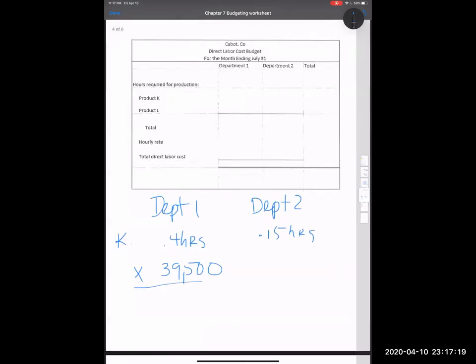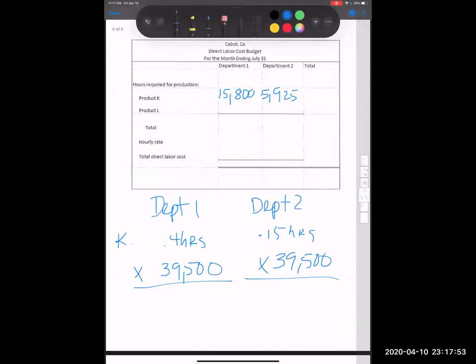All right. So once we do this calculation, this will tell us how many hours are going to be required in department number 1 for all of the units that we plan to produce. And so once we do this calculation, it comes out to 15,800. Now we're going to do the same thing for department number 2, multiply it times our 39,500 units that we expect to produce, and that comes out to 5,925 hours.